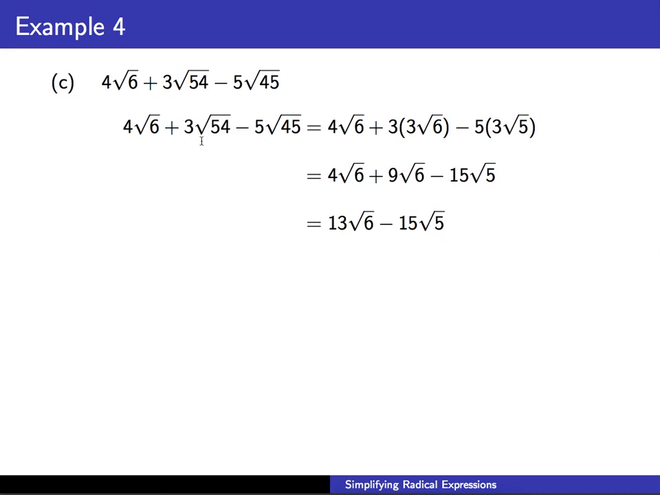Again, don't forget when you simplify the square root of 54 and the square root of 45, you still have the 3 and you still have the 5 in front that you have to multiply by, so don't forget about those.